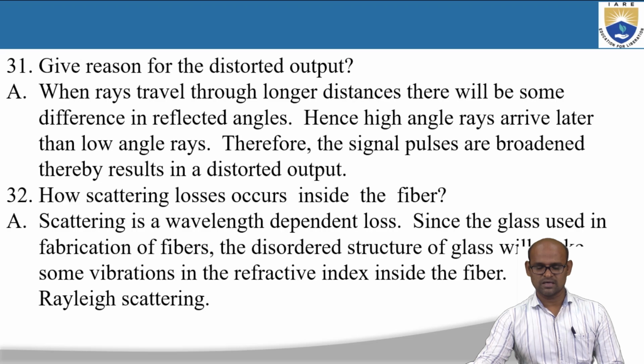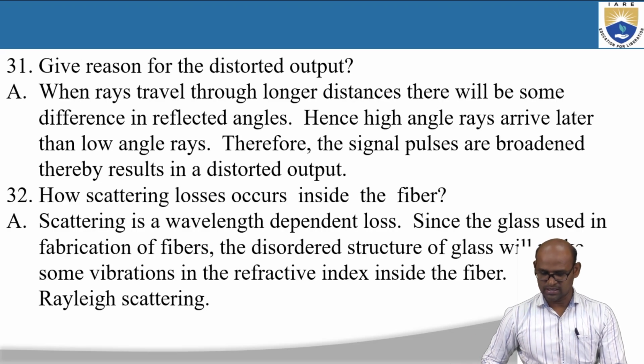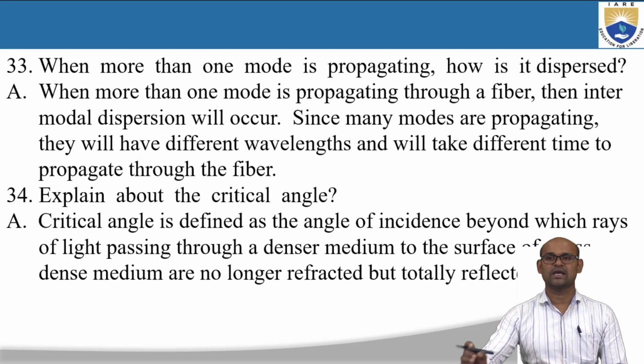How do scattering losses occur inside the fiber? Scattering is a wavelength dependent loss. Since glass is used in fabrication of fibers, the disordered structure of glass will cause some variations in the refractive index inside the fiber, and this causes Rayleigh scattering.